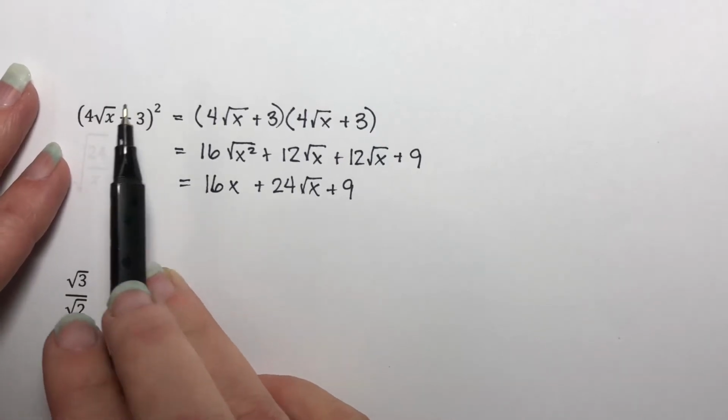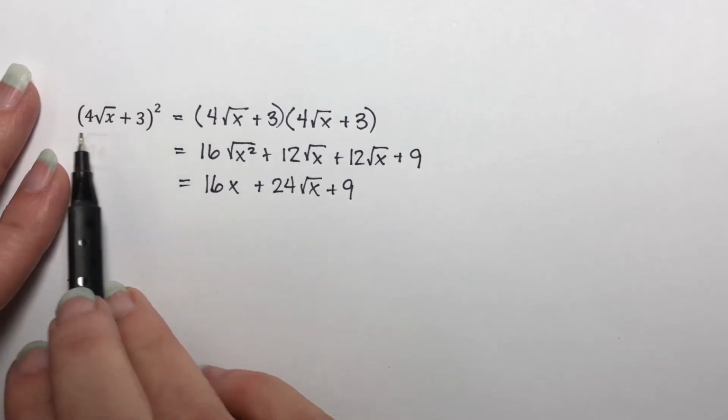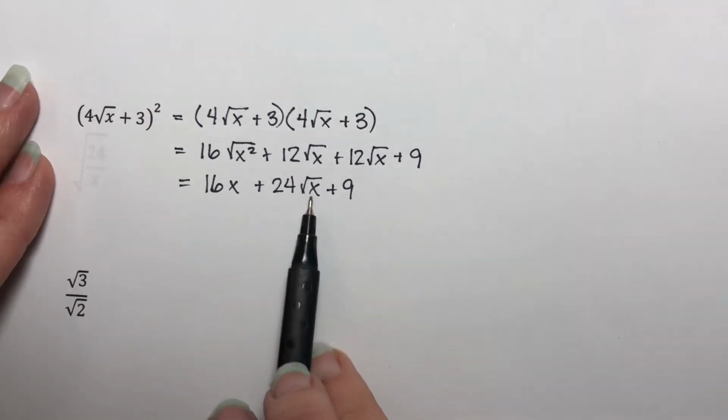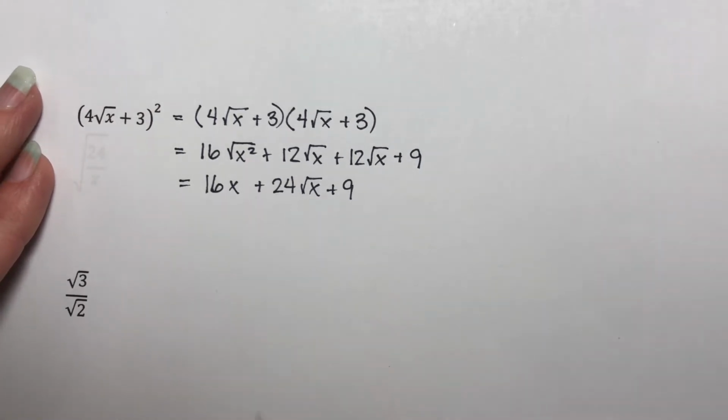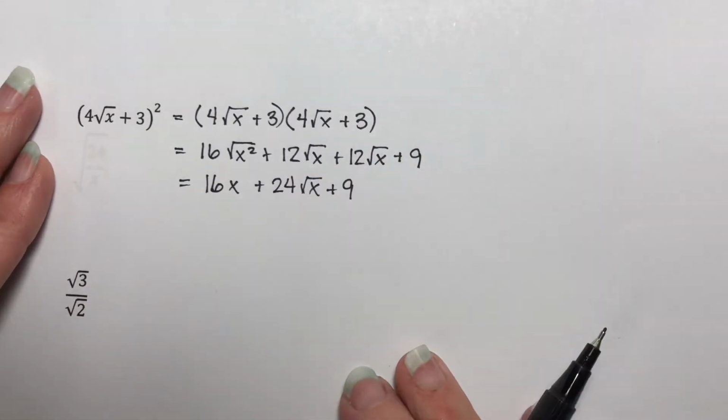Okay, another thing to recognize, and this is going to be important later in this section, is that when we squared this, we did not get rid of the square root entirely. There's still one in there. Okay, so this is our answer, and we'll be coming back to this concept.